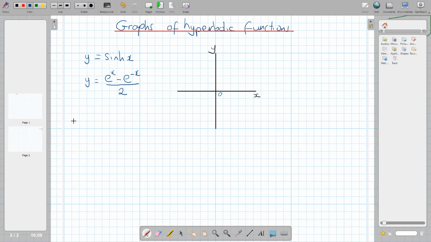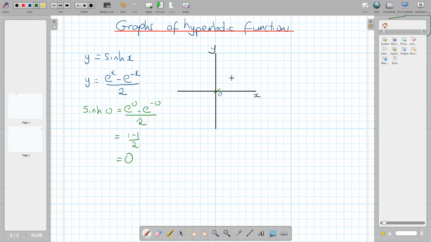Perhaps the first thing we might do then is look at a key value, look at what's going to happen at the origin. So the hyperbolic sine of 0 would be e to the 0 minus e to the minus 0, all divided by 2. Well, e to the 0 is 1, so that's 1 minus 1, all divided by 2, which is going to be 0. So we know that the hyperbolic sine function will go through the origin.